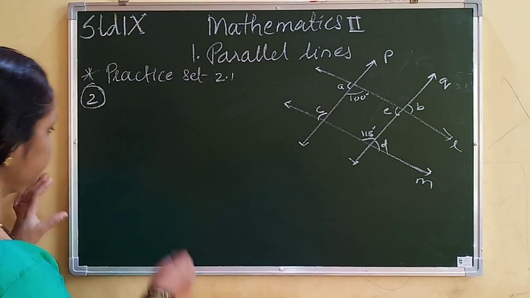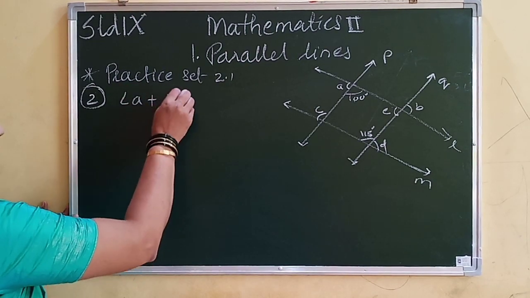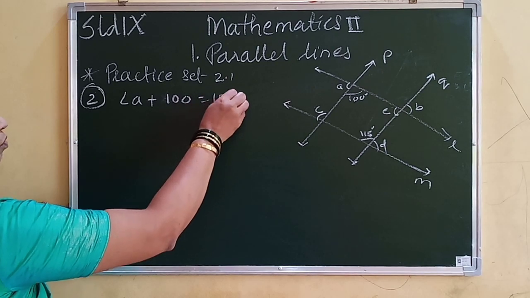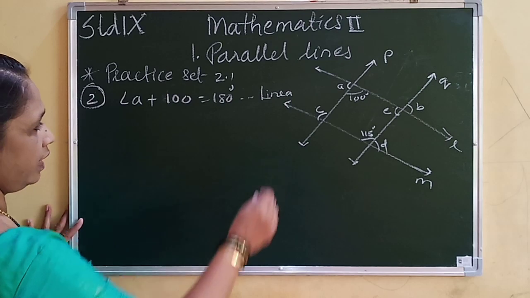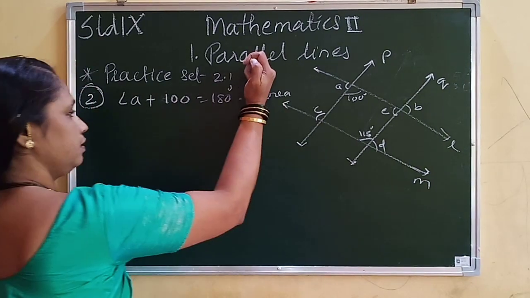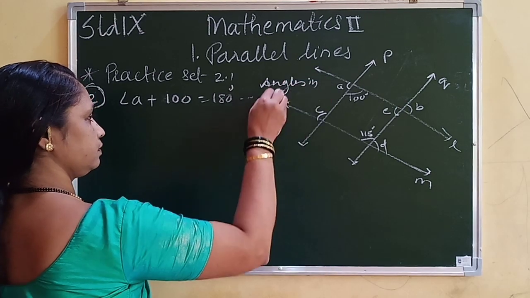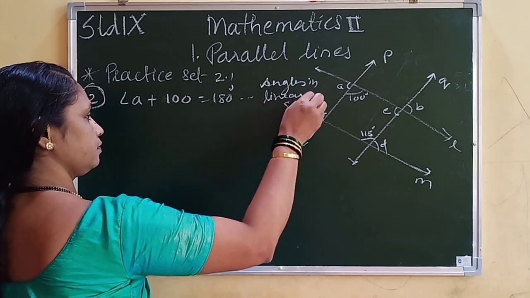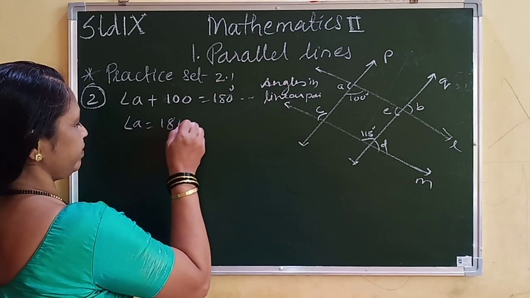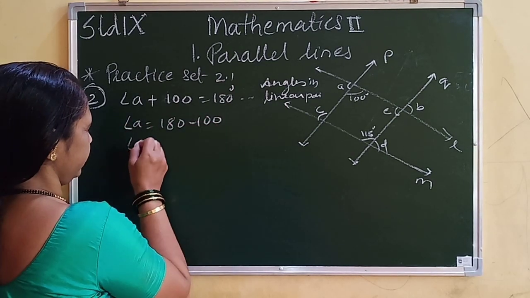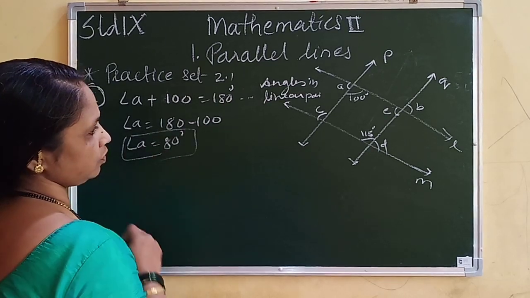So how will we write it? See, angle A plus 100 degrees is equal to 180 degrees. Why? Because it is a linear pair of angles. So angle A is equal to 180 minus 100. So angle A is equal to 80 degrees. Okay, now this we have got.